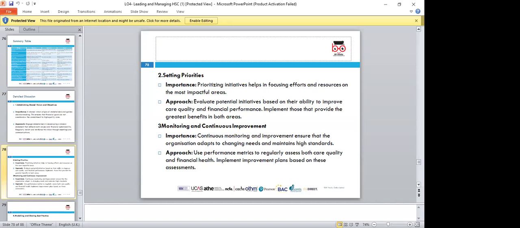The approach, therefore, will be that you use performance metrics to regularly assess both care quality and financial health, and implement improvement plans based on this assessment. Others may use what we call appraisals. Appraisals could also be used to ascertain the performance of carers and staff within the organization, so that it helps you to implement improvement plans where the need may be.